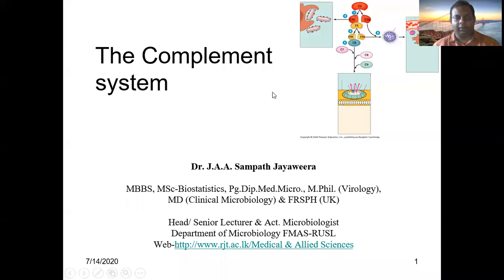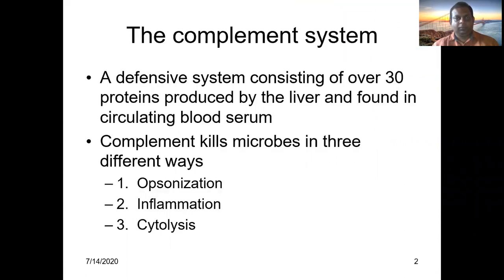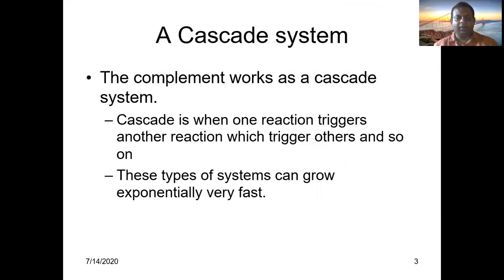The complement system is the humoral arm of the innate immune system. It contains over 30 proteins, mainly produced by the liver and found in the circulating blood serum. Complement kills microbes in three different ways: opsonization, inflammation, and cytolysis as well. It's a cascade system. One goes after another, ultimately leading to exponential activation.